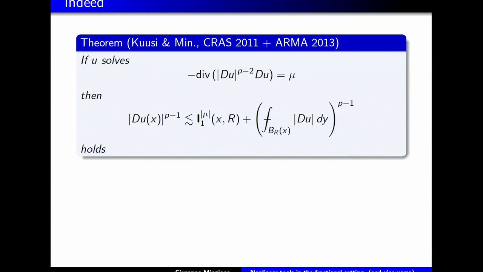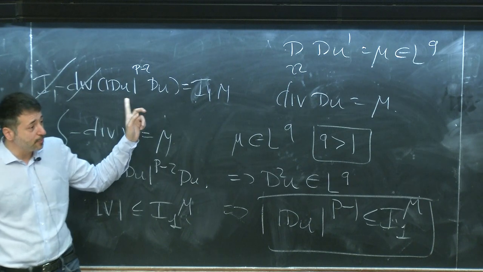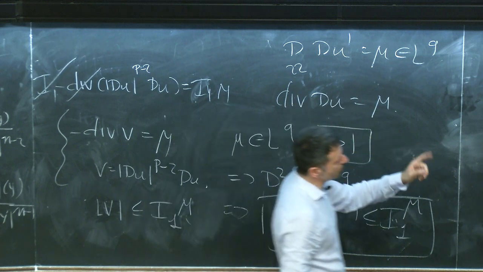And this was proved by Tuomo Kuusi and myself a few years ago. So this result actually holds for general operators, more general than the p-Laplacian, for instance any elliptic operator in divergence form, and this is a non-trivial work of Baroni. Well, this result allows you, in a certain sense, to linearize the whole theory of the p-Laplacian. Because now, whenever you want to prove something on the gradient of the p-Laplacian, it can be proved exactly as if it were the Laplacian, and this holds for general operators.